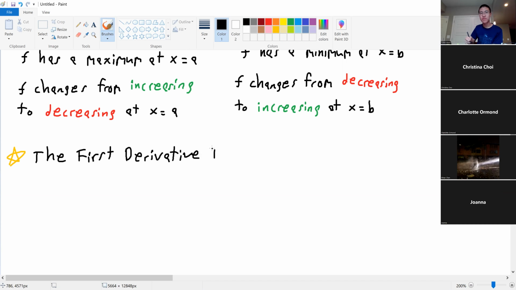First derivative test. The first thing we're always going to do is search for the critical points. And we're going to define critical points here in just a second.